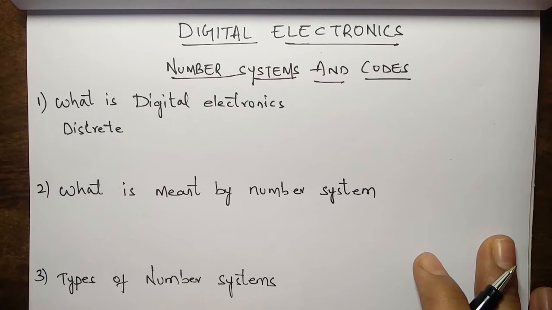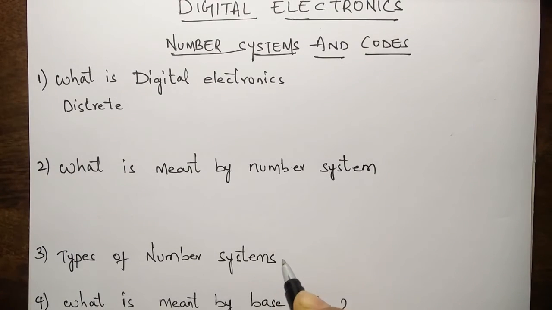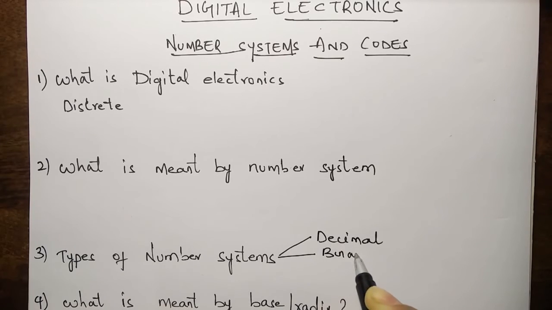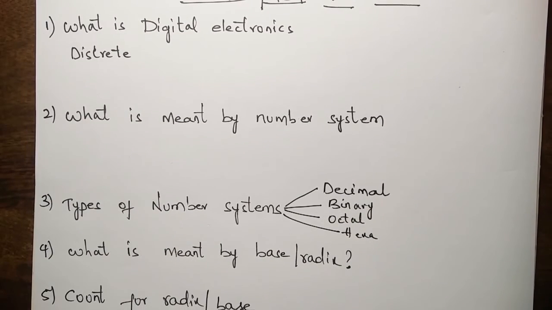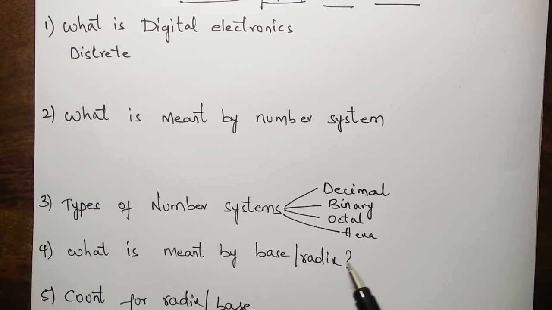We have different types of number systems, but we are focusing on 4 types: the decimal number system, binary number system, octal number system and hexadecimal number system. How did we make this classification? We made this classification depending upon the base values. What is meant by a base value? Base or radix represents the total number of symbols in a digit system.